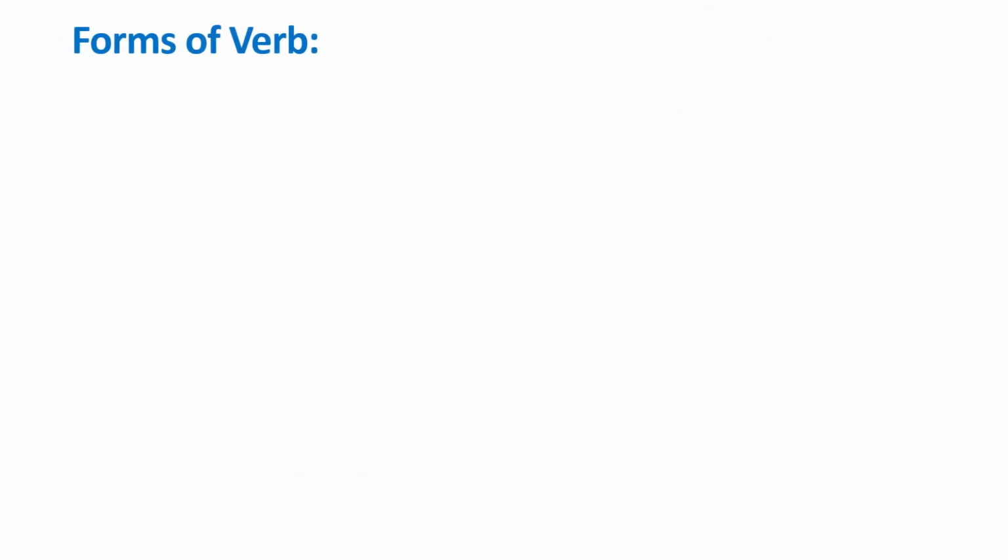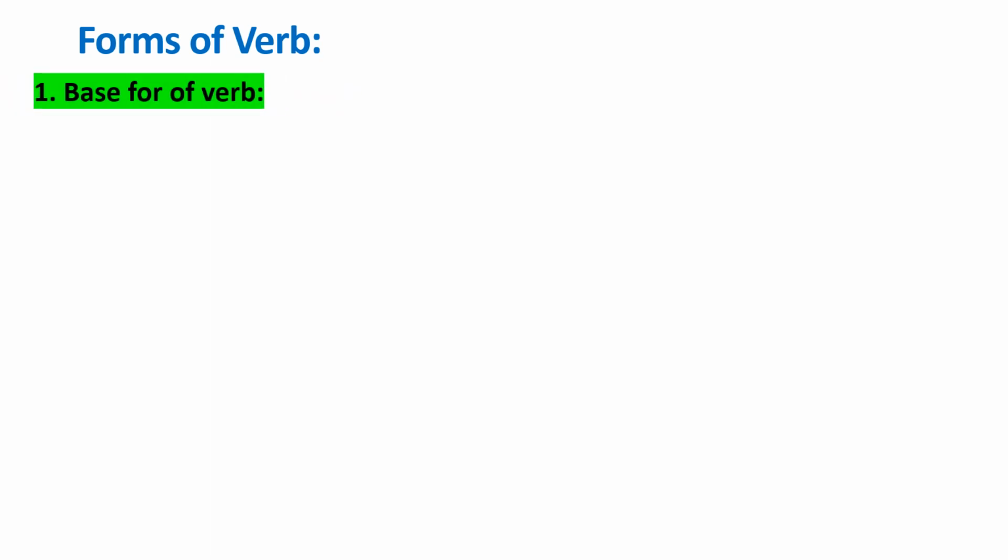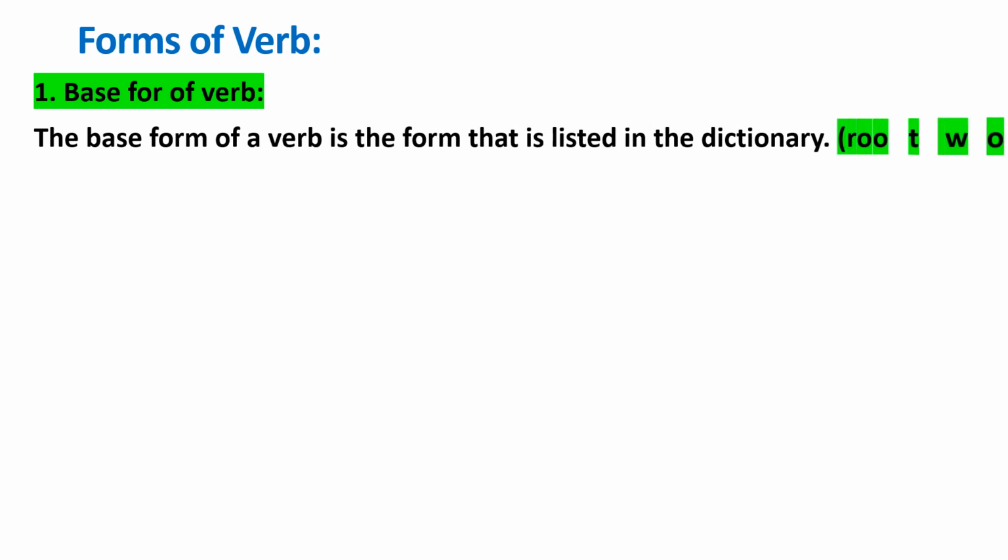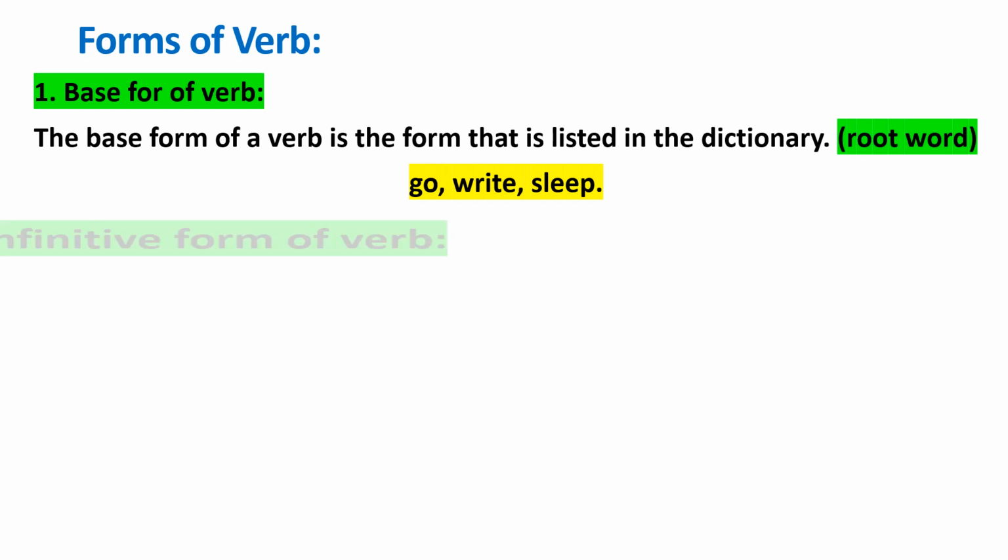Forms of verb. There are three main forms of verbs in English. 1. Base form of verb. The base form of a verb is the form that is listed in the dictionary. This form is also called the root word. It is the version or form of the verb that doesn't have any prefixes or suffixes, which are extra letters or phrases. Some examples are go, write, sleep, etc.